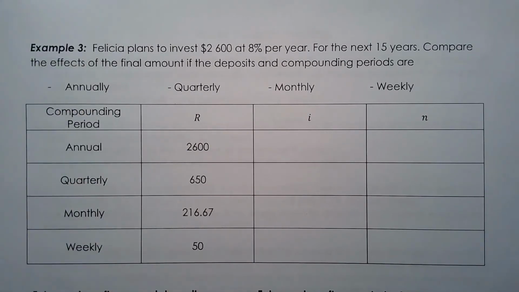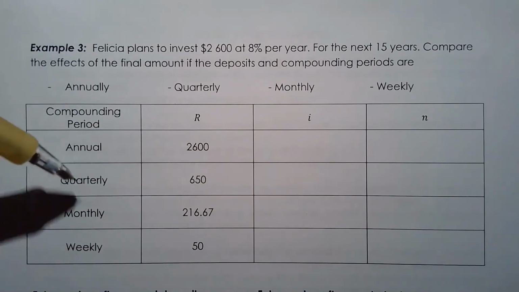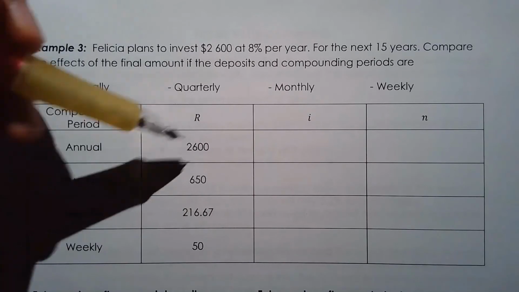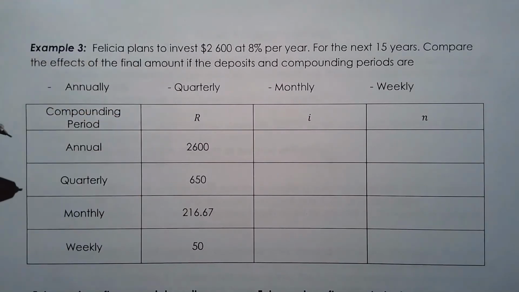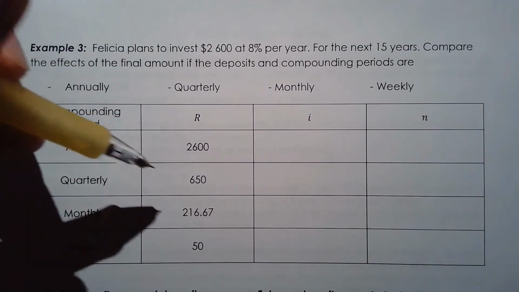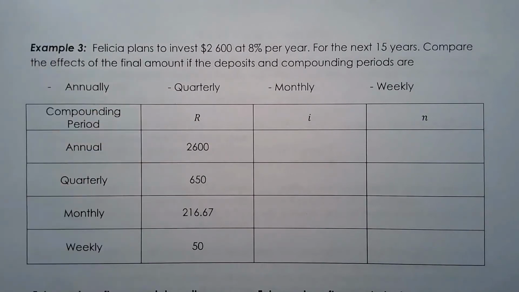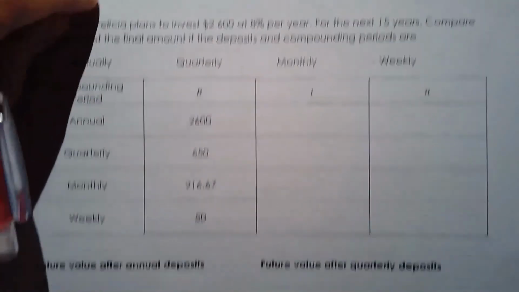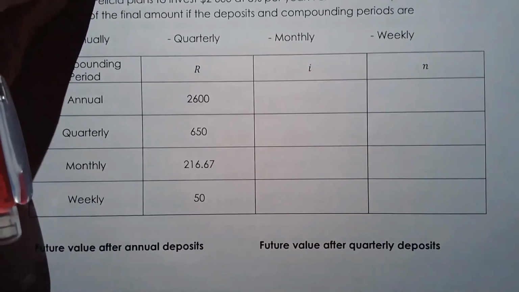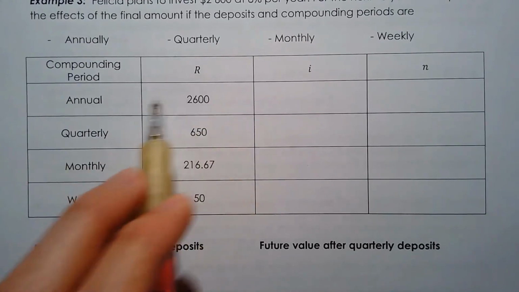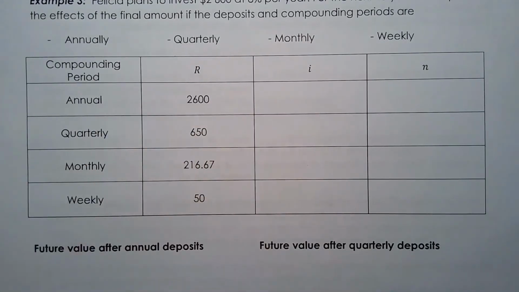$650 4 times is the same as $2,600. So what's better? Should she invest just $2,600 at the end of the year, or should she invest $650 every 3 months? So I'm tempted not to do the last 2 calculations. Okay, I'll let you figure it out. So let's do these 2, and I'll let you think.